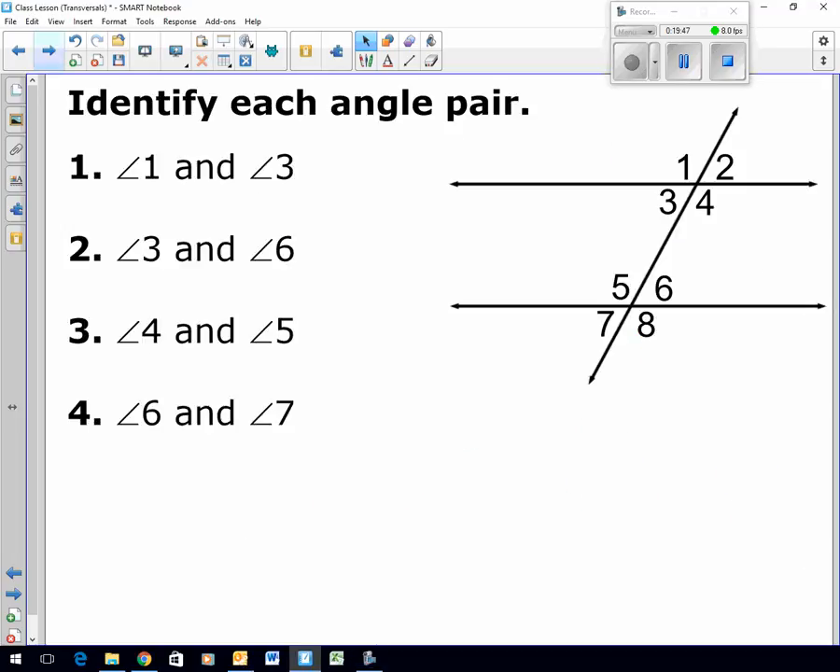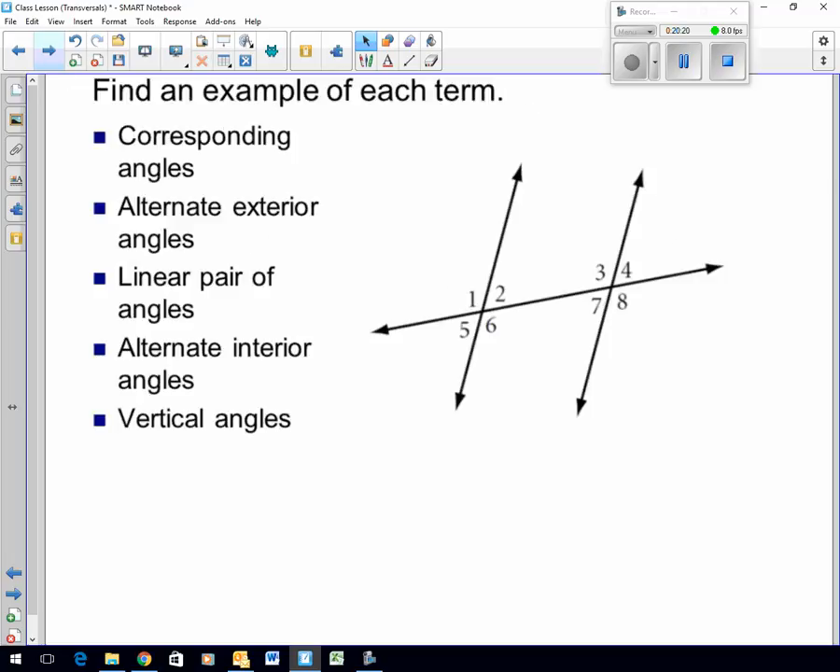Here, we're going to learn how to identify and classify angles. 1 and 3, what would that be? A linear pair. See what I'm saying? Linear pair is supreme. 3 and 6, alternate interior. 4 and 5, alternate interior. 6 and 7, vertical. Alright, good. Then I'm going to ask you to write those down.